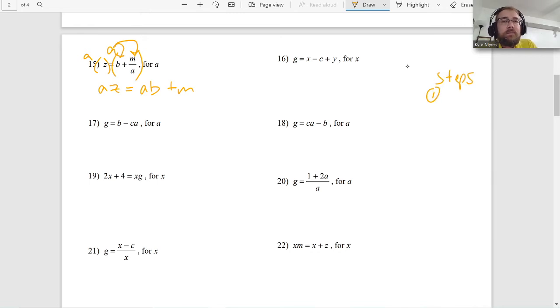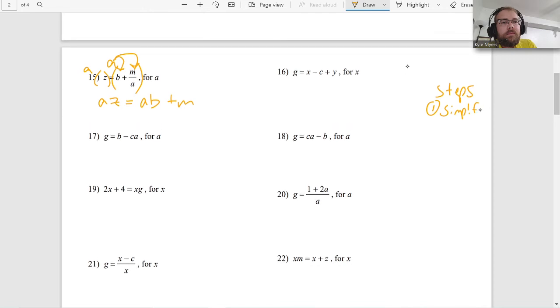Step one, okay? We simplify as much as we can, right? So simplify, or rationalize, whatever you want to call it. I'm just going to call it simplify because that's kind of what I did, sort of. I multiplied both sides by a, so technically it was like a solving step, but we had to get a out of the denominator. So I had to do that first, okay?